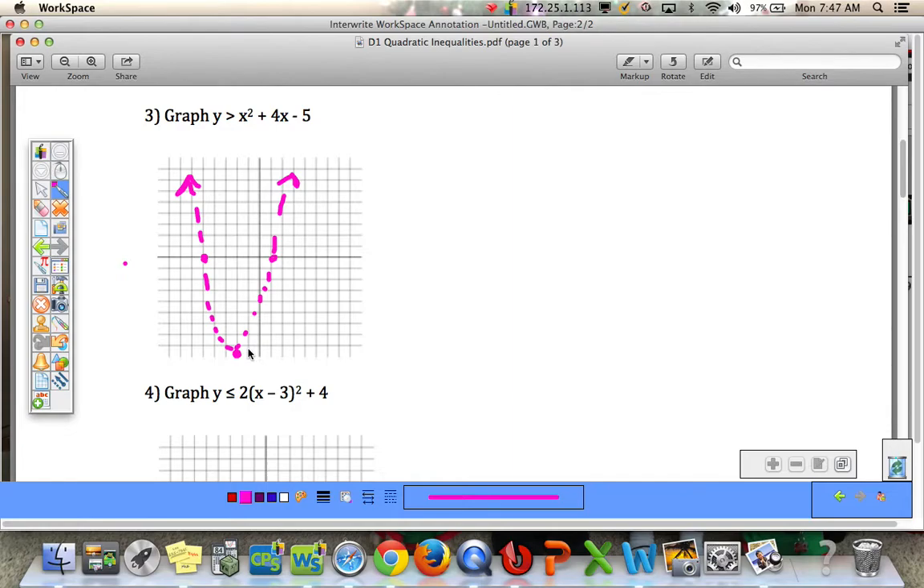We're going to pick a point, test, and shade. So (0, 0) is an easy point to test. Let's test it. Is 0 bigger? This would turn into 0. Is 0 bigger than negative 5? Yes, it is. So here we would shade inside the parabola. Okay, let's try the next one.